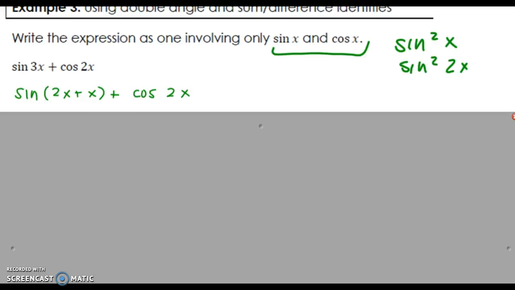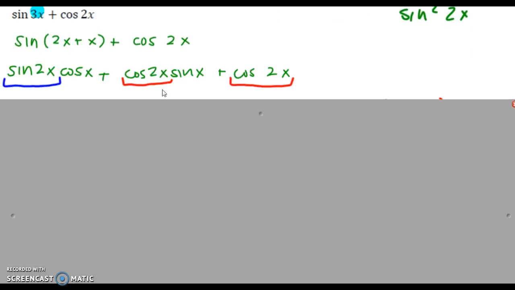So sine of 3x, I used the sum and difference identity for sine, and I took that 3x and rewrote it as 2x plus x, and left cosine of 2x as cosine of 2x. From there, I used my sum and difference, and I rewrote it as sine of 2x cosine of x plus cosine of 2x sine of x, and then just brought along that cosine of 2x. So this step right here, that is just your sum and difference. That's what we use there.